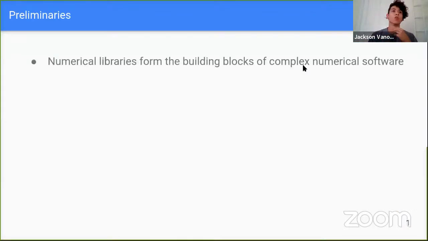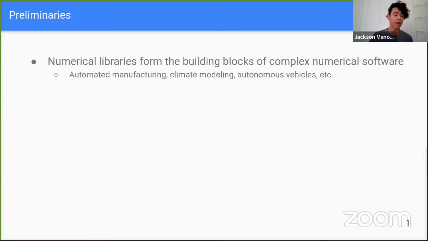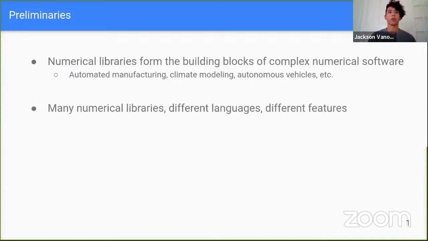Numerical libraries are going to form the building blocks of more complex pieces of numerical software that accomplish tasks from automated manufacturing to simulating physical phenomena, computer vision, and so forth. And there are many such numerical libraries encompassing different languages, representing different features. For today's talk, our experiments dealt with 4 in particular. We've got GSL, that's written in C, JMAT, which is written in JavaScript, and SciPy and NP-Math, which are both Python libraries. But there are many more.